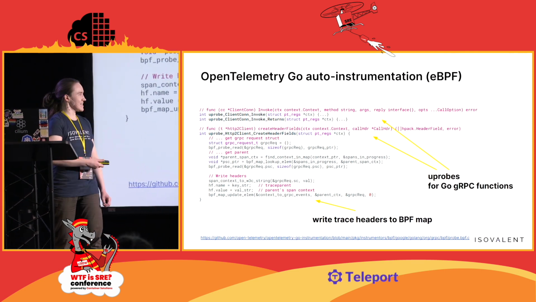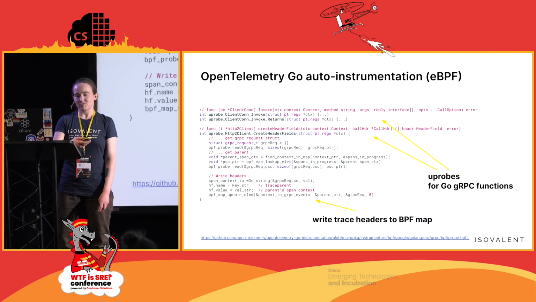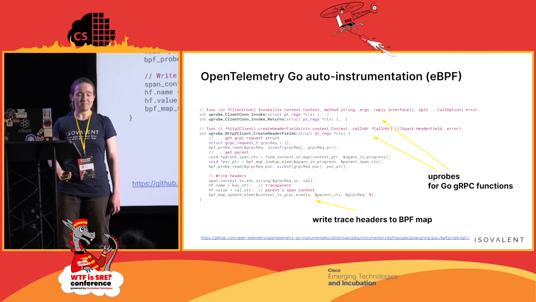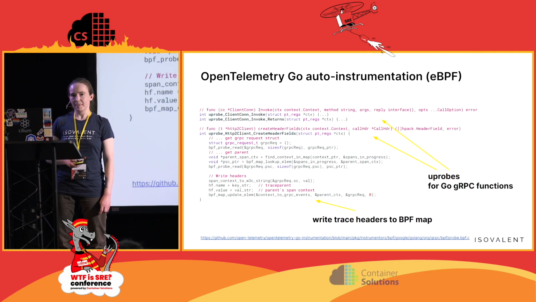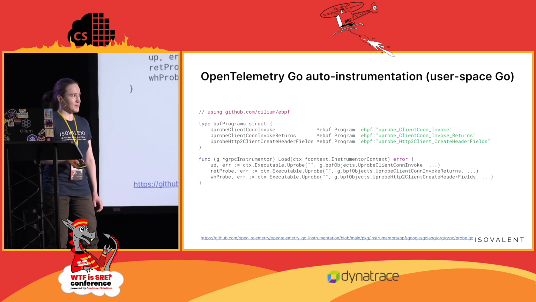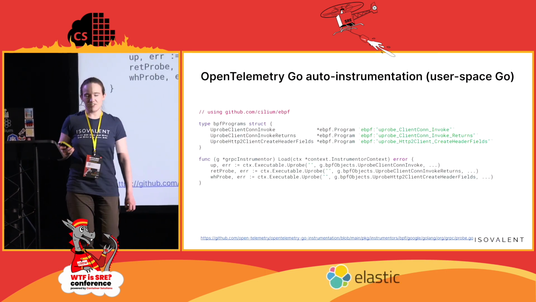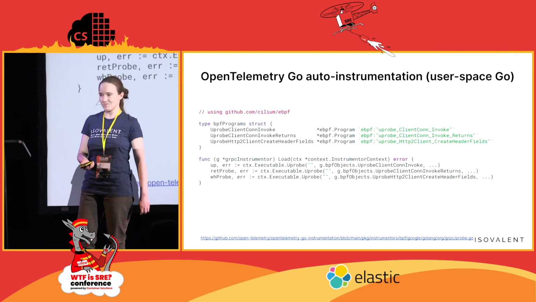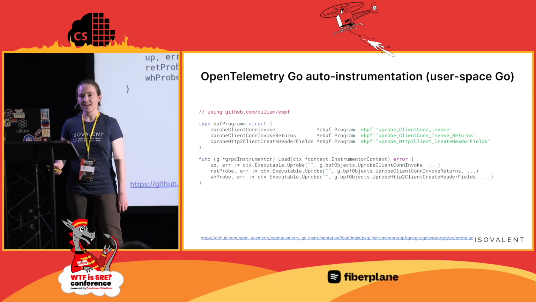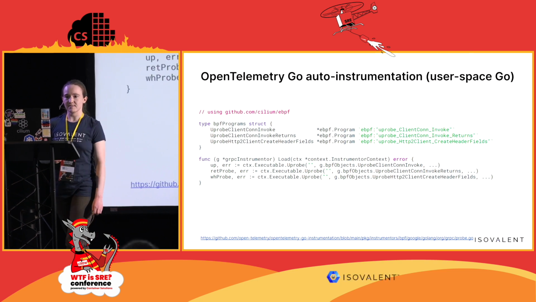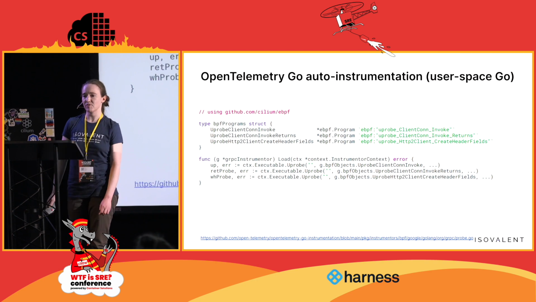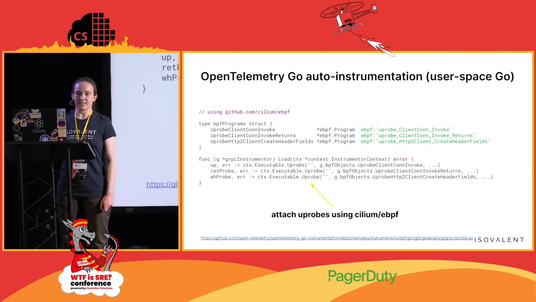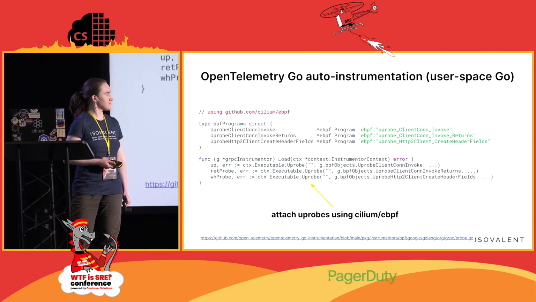But the eBPF code is reading trace headers and writing them to an eBPF map, and propagating them between applications that way. And again, there is user space code that is injecting tracing auto instrumentation. It uses a different library. It's the Cilium eBPF library, also a Go library, that allows you to load eBPF programs, and it attaches them to uprobes, as you can see.